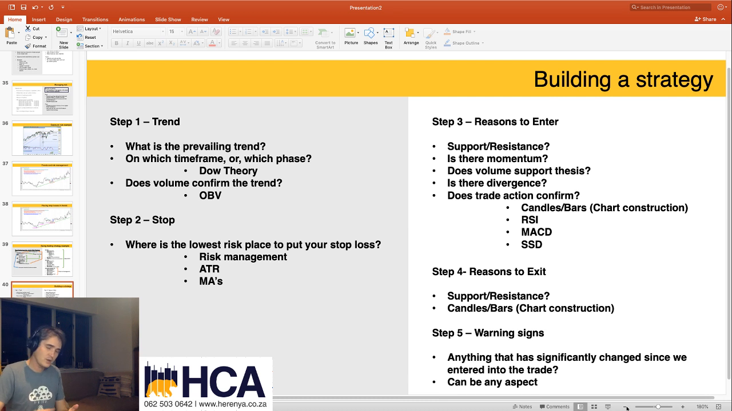Also, once you have your trend in place, does volume confirm that trend? Because remember, Dow theory says to us that one of the most important things is that volume confirms the trend. So we can use our on-balance volume indicator to tell us whether or not volume is confirming the price trend. Step one, look at the roadmap. Where is the trend, and where is price trending, and very importantly, is volume confirming that trend move?